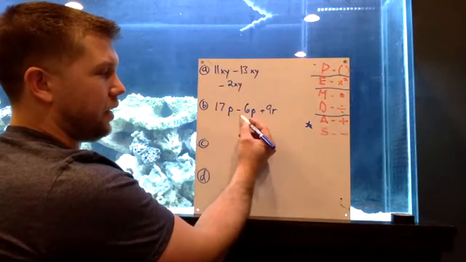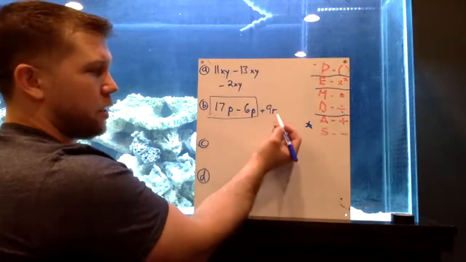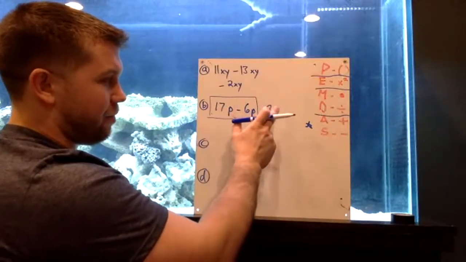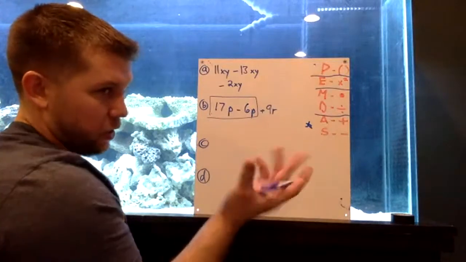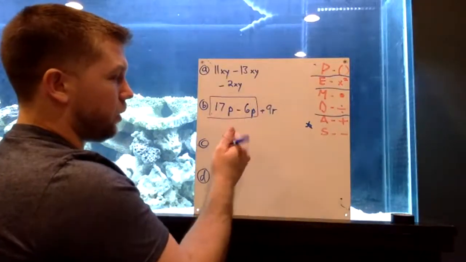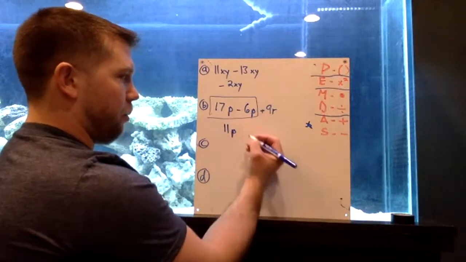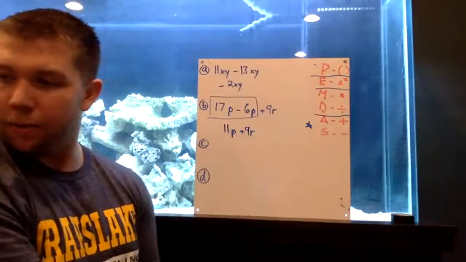Okay, so that means that I can combine these, but this has an r, so they have different variables, so I cannot add anything with an r to anything that has a p. Okay, but this I can do. I can do 17 minus 6, which is 11, and I keep the same variable, and I add this to 9r, and that's really all there is to do there.